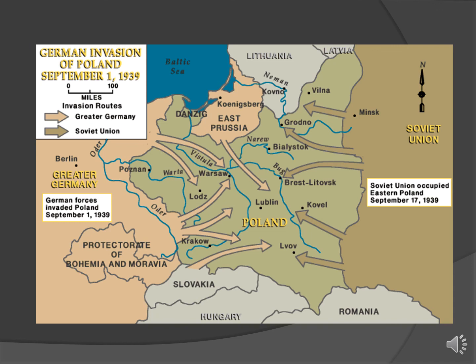So if we look at this map, we can see the way that this co-invasion was carried out. Germany invasion of Poland, September 1st, 1939. Again, you can see Poland is being invaded from the west, and then the Soviet Union moving into Poland in mid-September, also of 1939. So Poland basically just simply did not have a chance here.